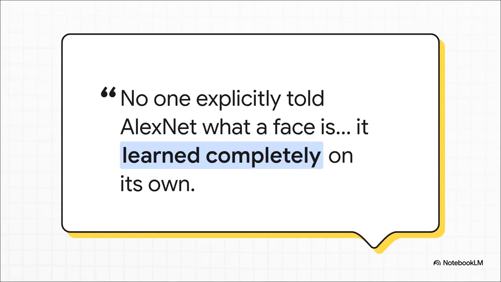And here's the part that is just mind-blowing. Researchers found that by the time you get to the fifth layer, the network had actually developed detectors for incredibly high-level concepts, like faces. But, and this is the kicker, nobody ever programmed it to look for a face. No one told it what a face is. It figured it out completely on its own just by looking at millions of labeled images. It learned that faces were a useful concept for understanding its world. This is what we call an emergent property of the system.